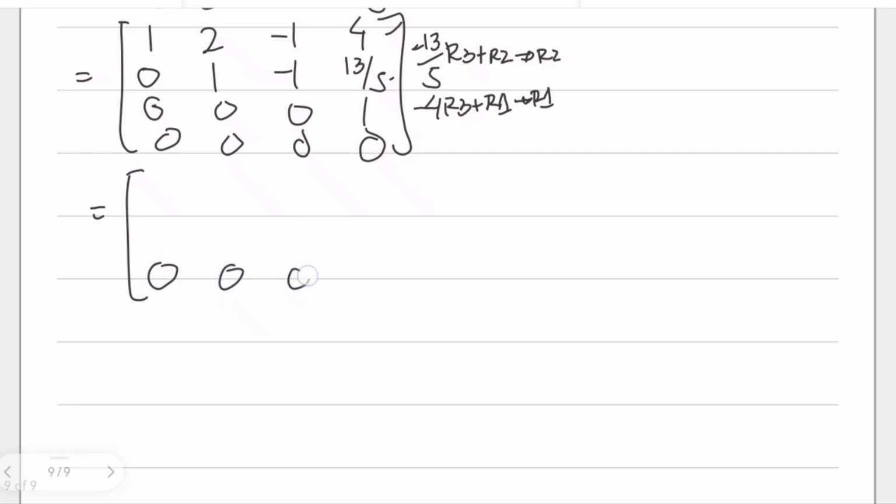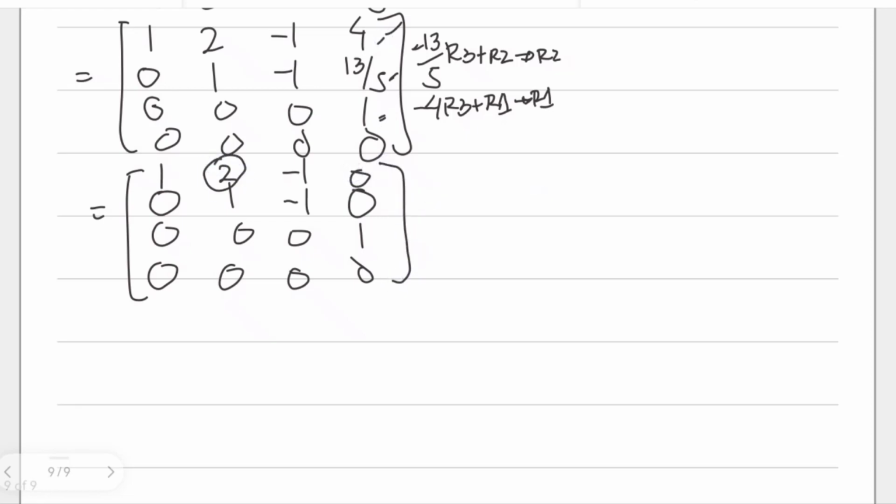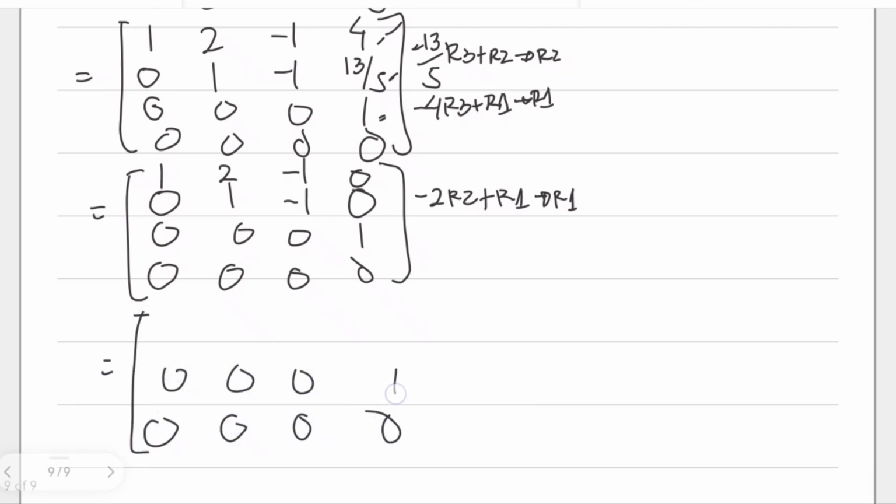You have here 0, 0, 0, 0, 0, 0, 0, 1, then 0, 1, negative 1. Negative 13 fifths times 1 is negative 13 fifths plus 13 fifths, that's 0. Next, 4, negative 4. This is still 1, 2, negative 1. Negative 4 times 1 is negative 4 plus 4, 0. Then finally, we can multiply negative 2 to row 2 plus row 1 for a new row 1. Negative 2 times 1 is negative 2 plus 2, 0. Negative 2 times negative 1 is 2, plus negative 1, you will have 1. And this is still 0 here.